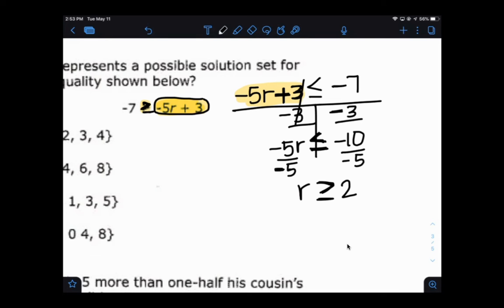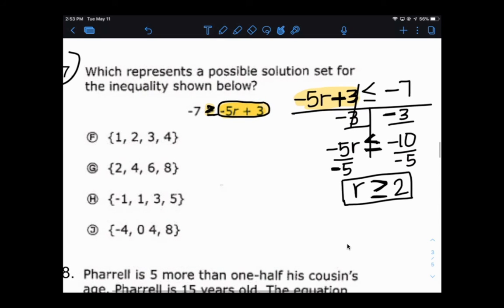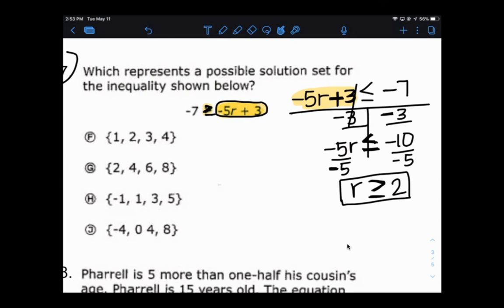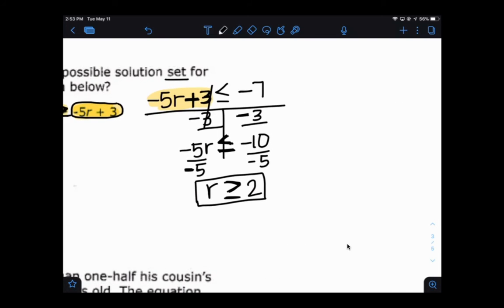So it says here not only just to give the solution, but it says which represents a possible solution set. So they're giving me a set of numbers, right? And they're asking me which of those sets or groups could work for my inequality. So remember the way we used to write this on the foldable that I told you?